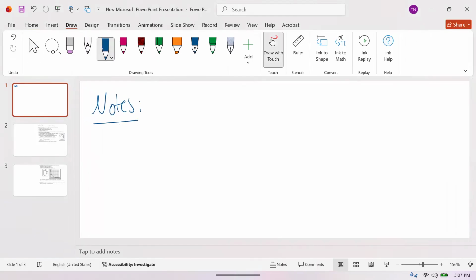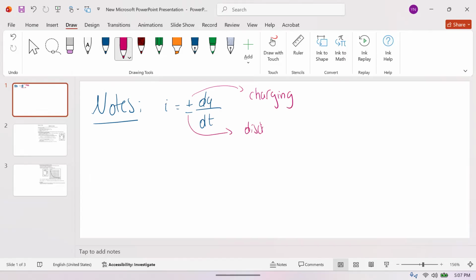Now, what you have to know is that in this chapter we have two main formulas. The first one is I equals dq over dt, but sometimes we put plus dq over dt, sometimes minus. The positive sign is for when we're charging a capacitor, and the negative sign is when we're discharging a capacitor. And why is that? Because we always take the current as going in the positive direction chosen in the exercise. So I is always positive for us to make things simpler.